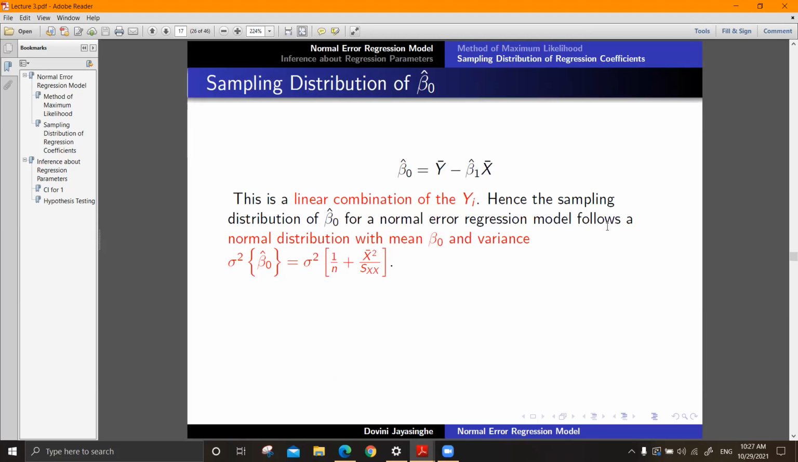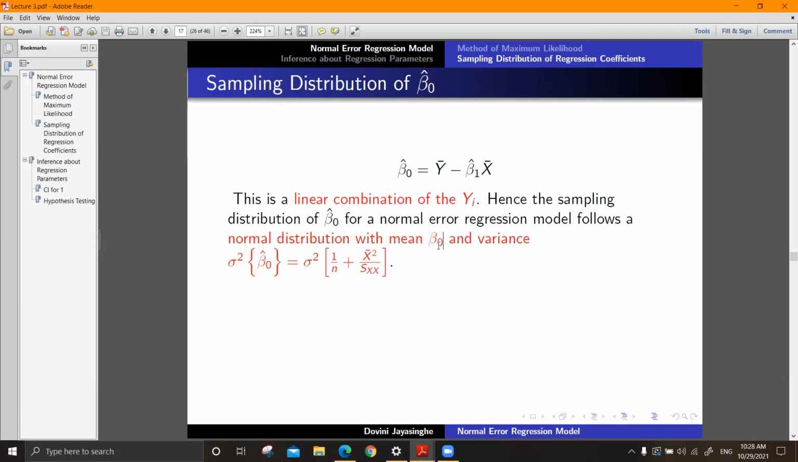Right. So just for the sake of constructing confidence intervals, it's important to know the sampling distribution of the intercept term as well. So beta naught hat is this. This is the least square estimate of beta naught, right? This is a linear combination of yi. Hence, the sampling distribution of this for a normal error regression model always follows a normal distribution with mean beta naught and variance this.